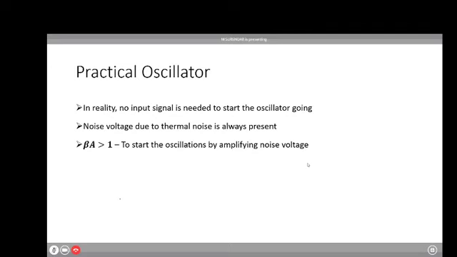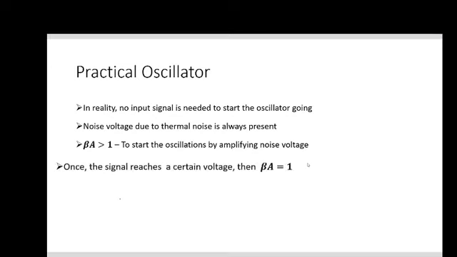Once your noise voltage is getting amplified and reaches a particular level, the beta A condition automatically becomes equal to 1, because your oscillator is designed in such a way that the sine wave should not go beyond a certain value. So when a particular value is reached, beta A will be equal to 1, and automatically we have a steady signal like this.